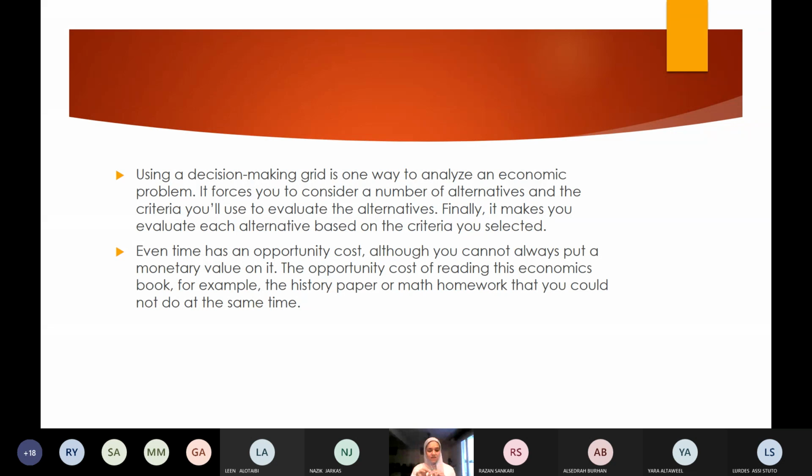So even the time that we spend together has an opportunity cost. So now you attend the class. Another girl might be asleep. She chooses to be asleep. You choose to attend the class. You wanted to attend the class.